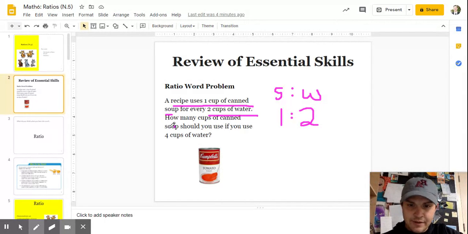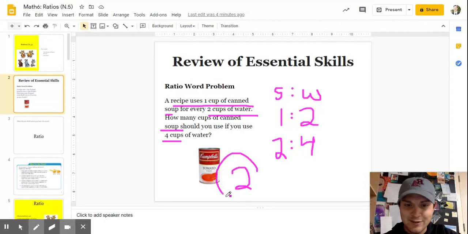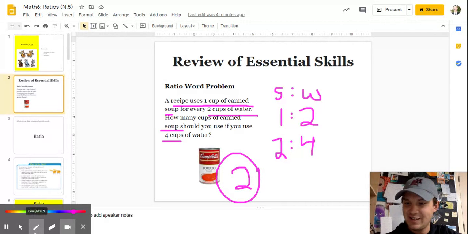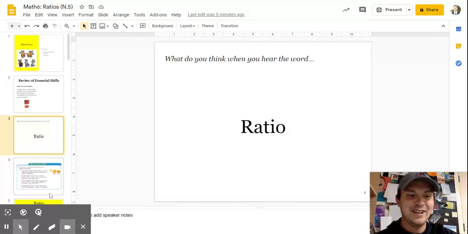So how many cups of soup should you use if you use 4 cups of water? Well, if we used 4 cups of water, then that's 2 times 2 is 4. So 1 times 2 is 2. So your answer is 2 cans of soup. All right. How do I erase this now? All right, I figured it out.